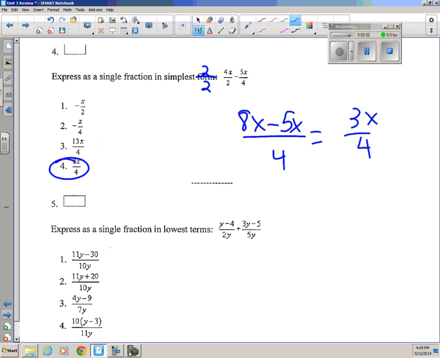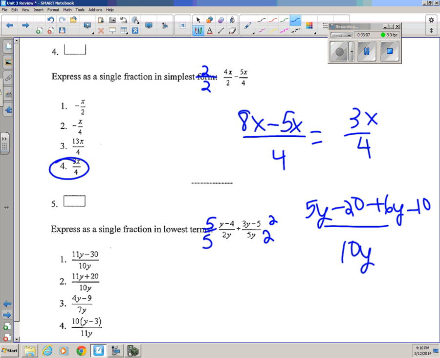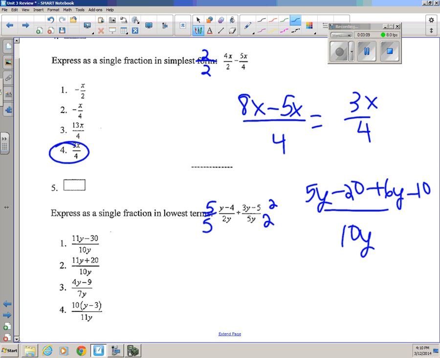Expressed as a single fraction in lowest terms. Again, I need to get a common denominator, which should be 10y. If I multiply the first fraction by 5, I get 5y minus 20. If I multiply the second fraction by 2, I get plus 6y minus 10. All I need to do here is combine some like terms.